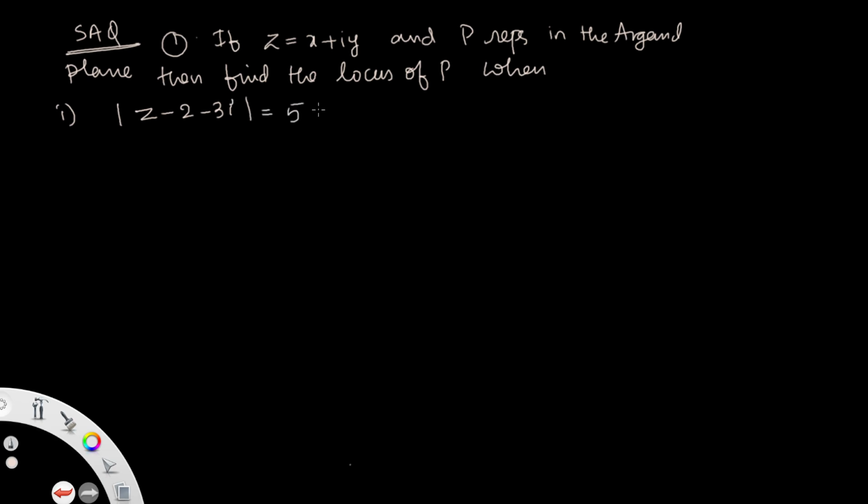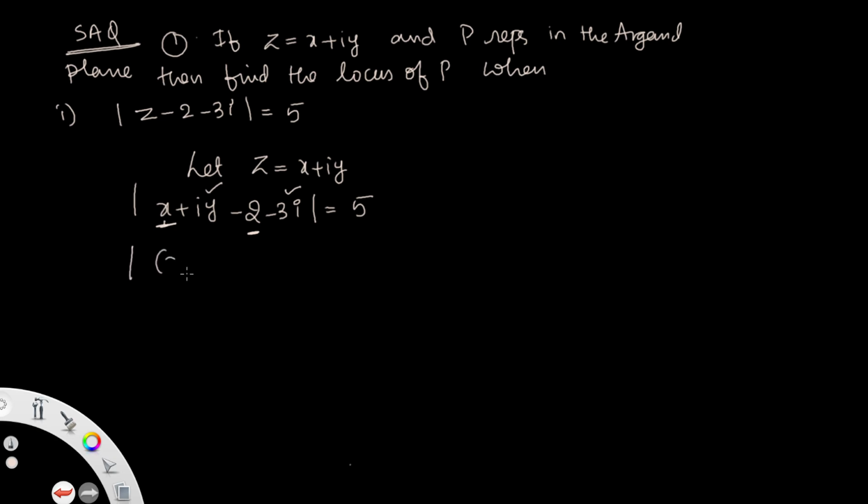In the same way, substitute z equal to x plus iy and find the locus of the given equation, mod of z minus 2 minus 3i equal to 5. So let z be equal to x plus iy. Then substitute in the given equation: x plus iy minus 2 minus 3i in the modulus equal to 5. Now take the real parts, that means the terms without i, that is x and minus 2. So rearrange: x minus 2 plus i into y minus 3 in the modulus equal to 5.